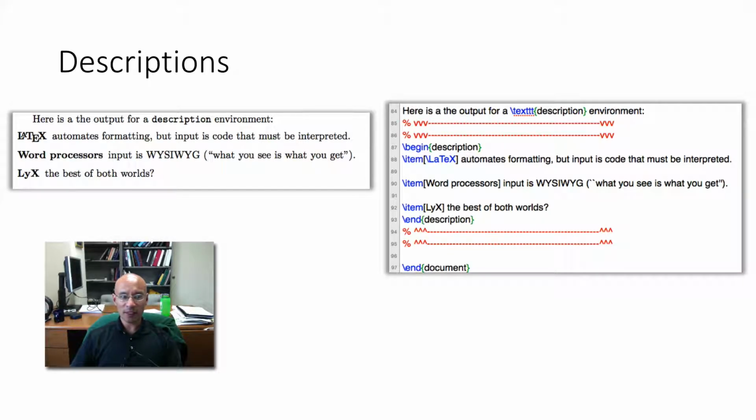The final type of list I'd like to talk about is the description. I personally have had little to no use for descriptions, but here's some output for a description environment. Similar to a list of the enumerated type or the bulleted type, you define it using an environment. So here's a begin description and an end description. Again, we use the item command, but notice now the key words are enclosed in brackets. The keywords get bolded here, and then the description follows the keyword, and the descriptions show up in plain text.